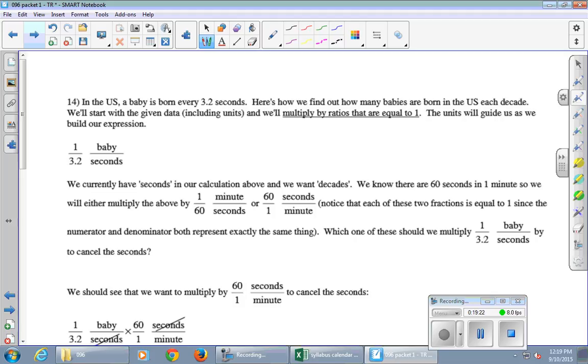Here's the question: how many babies are born in the US each decade? If it's one baby every 3.2 seconds, I want to know how many every decade. So we're going to fill in this big blank space together. And here's what we're going to do. We're going to multiply right here to try to get closer. We're trying to get from seconds to something closer to decades, which is pretty far. There's a lot of converting we're going to do.